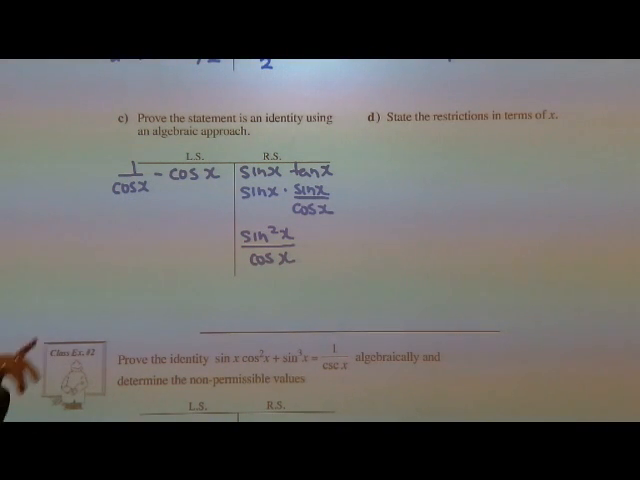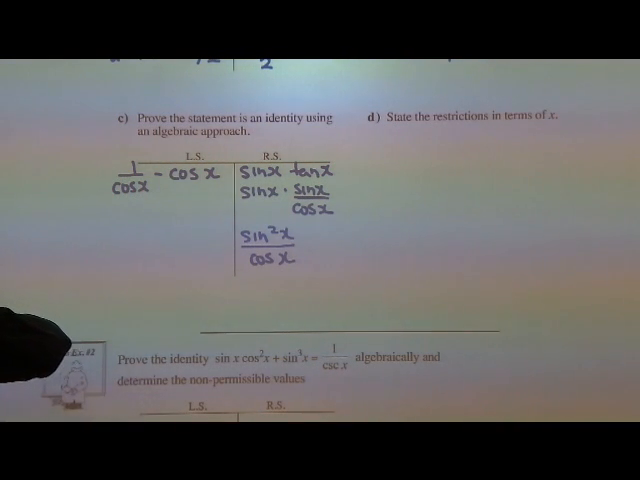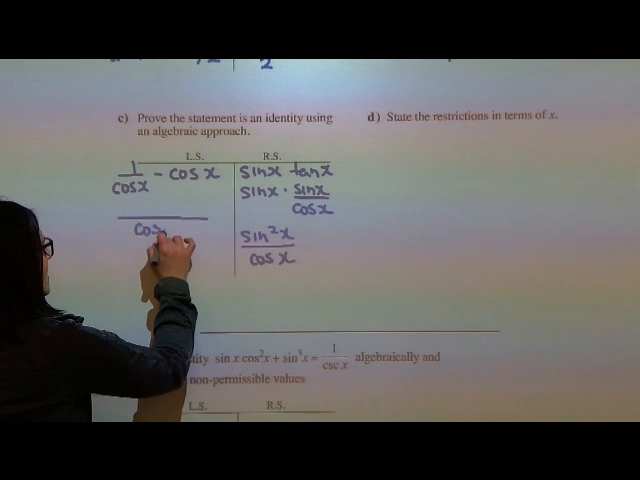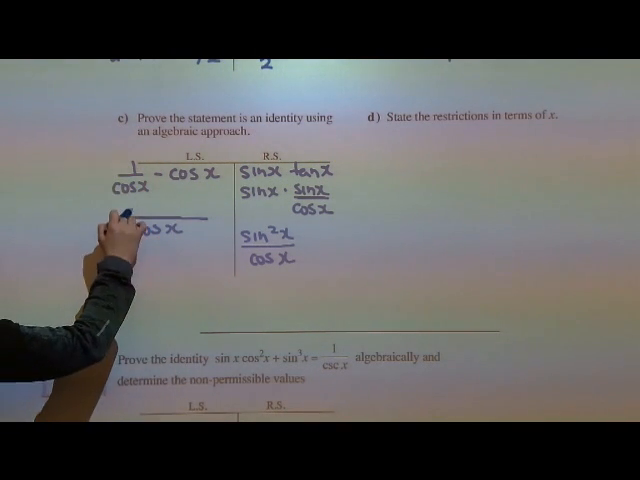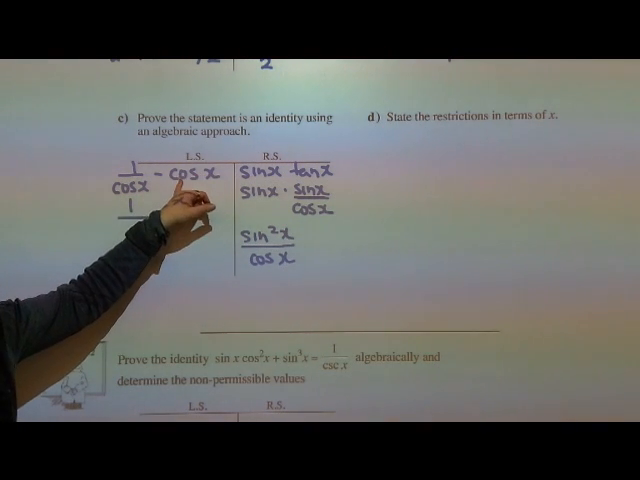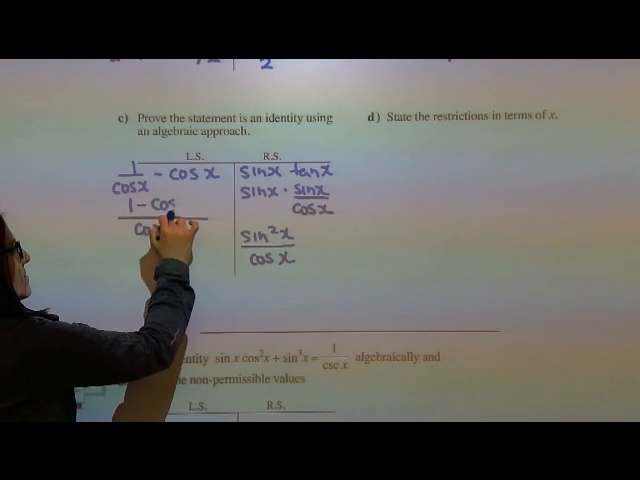So when I have a fraction that's being subtracted by something else, I want to combine it and write it as one term. So in order to subtract fractions, what do I need? Common denominator. So what's my common denominator? Cos x. So if I write everything over cos x, this first term's not going to change. It's going to stay as 1. But what do I have to multiply the second term by? And what does that give me? Cos squared x.